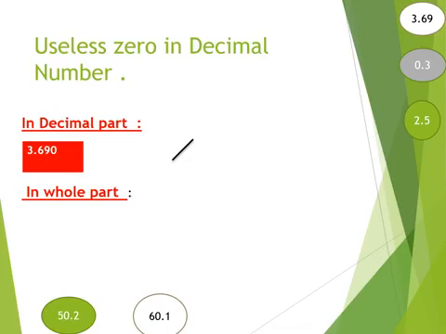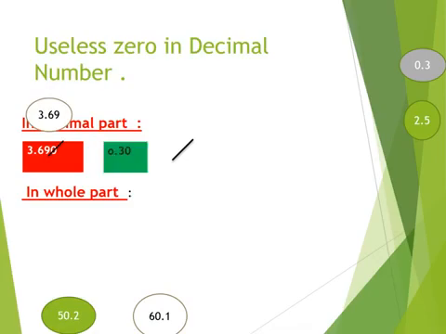Example: 3 and 690 thousandths. The decimal part here is 690. I have one zero at the right, so here the zero is useless. And it's equal to 3 and 69 hundredths.